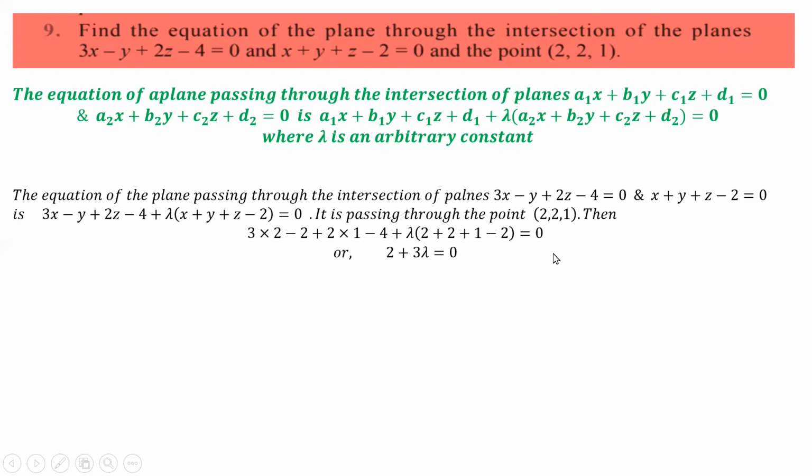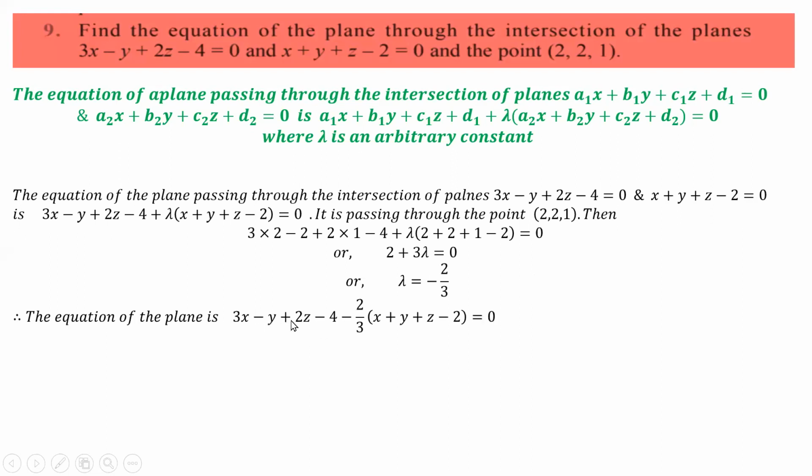If we simplify it, we can find the value of lambda, which is minus 2 upon 3. So now we have the value of lambda. Put the value of lambda into the equation of the plane. The required equation of the plane is 3x minus y plus 2z minus 4 minus 2 by 3 into (x plus y plus z minus 2) equals 0. Now simplify this and just write down the answer. That is, the equation of the plane is 7x minus 5y plus 4z minus 8 equals 0.